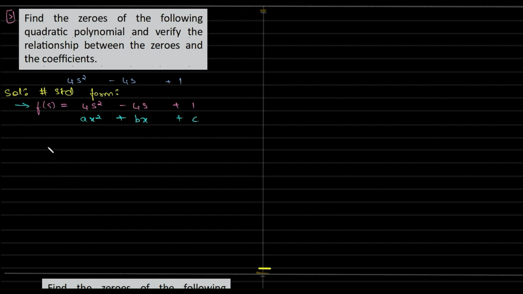So next we are looking at finding the zeros using splitting the middle term. So let's split the middle term. The basic idea behind splitting the middle term is that it needs to satisfy two conditions. When I multiply, it should be equal to the product of a and c, that is 4 into 1 in this case. When added, it should give me the middle term, that is minus 4.